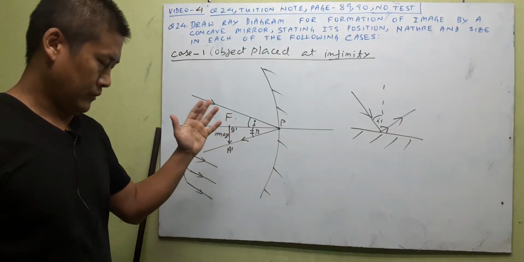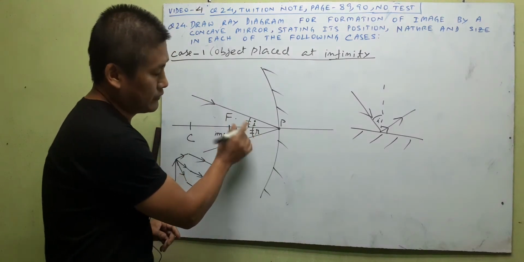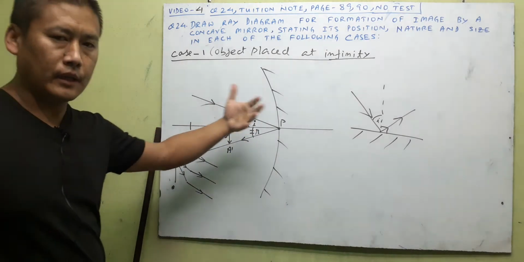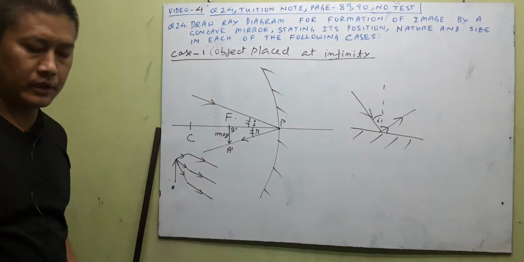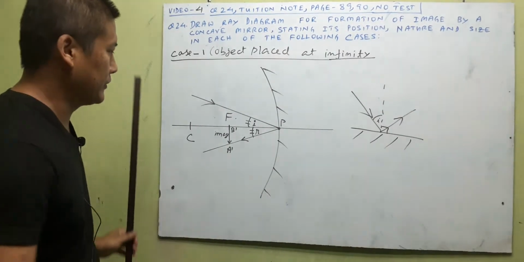So we are using the second law of reflection, which is this angle of incidence and reflection will be equal. So we are making use of the second law of reflection to draw these two rays right here. Now to get an image, we need at least two reflected rays.